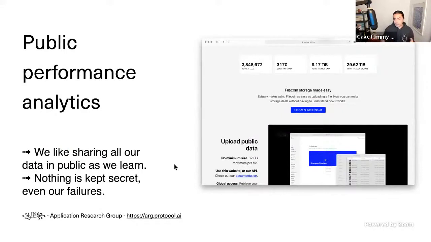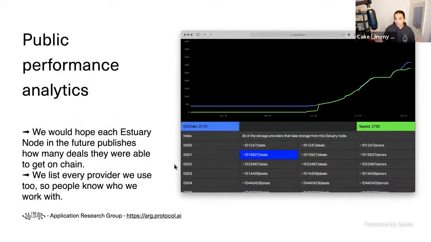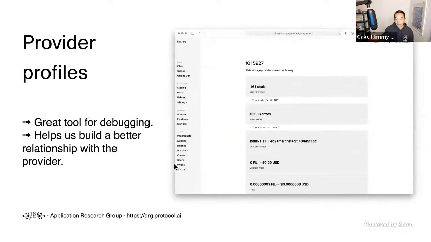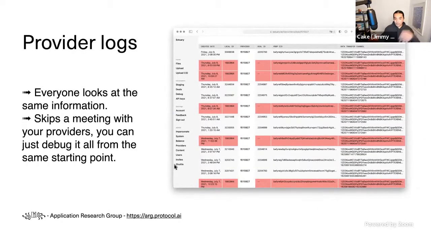We do public performance analytics, so you can see basically how well this node is doing in the public. So nothing's kept secret, even our failures. We keep a graph so everyone can see the performance. And we also keep a list of every single provider that we work with. And you can see the stats, deals, and errors. And if you go here, you can see, well, I'll skip ahead. You can see some of the logs that we help show. So this makes it really easy to work with the providers on bugs and figure out what's going on. We can skip a meeting, makes things really quick.